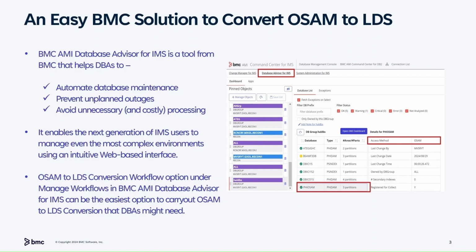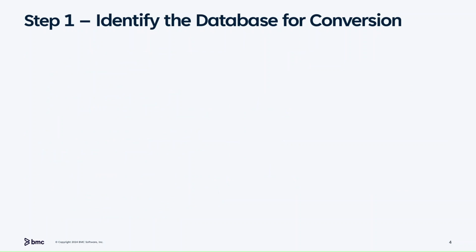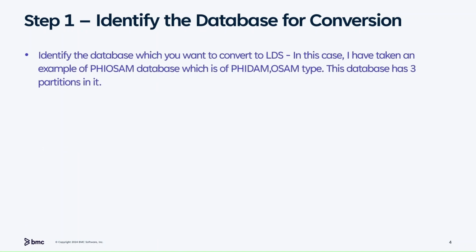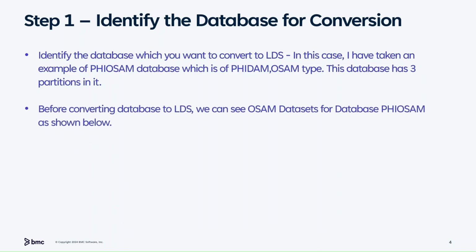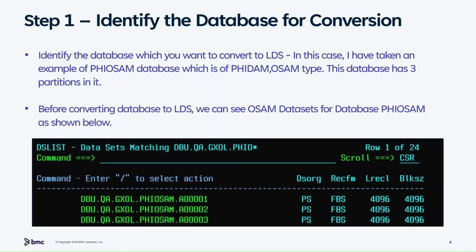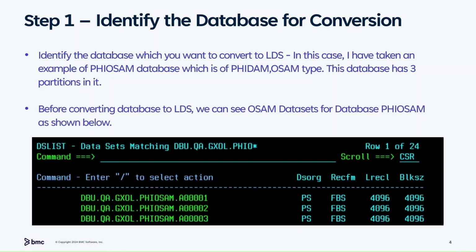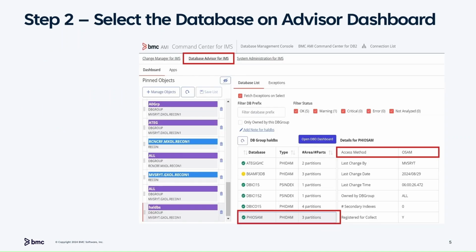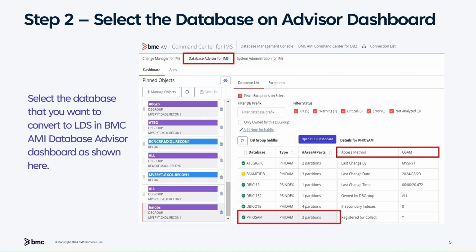Now, let's begin with the conversion and follow some steps. Firstly, identify the database which you want to convert to LDS. The database in our example has 3 partitions in it. Before converting the database to LDS, we can see OSAM datasets for this database as shown below. Then, select the database that you want to convert to LDS in the BMC AMI Database Advisor dashboard as shown here.